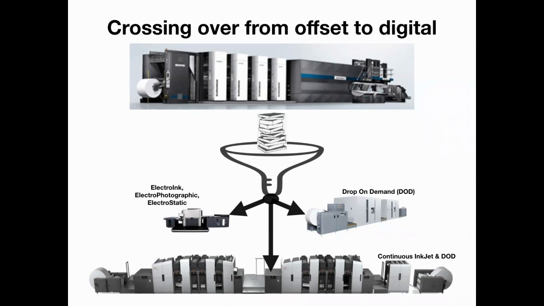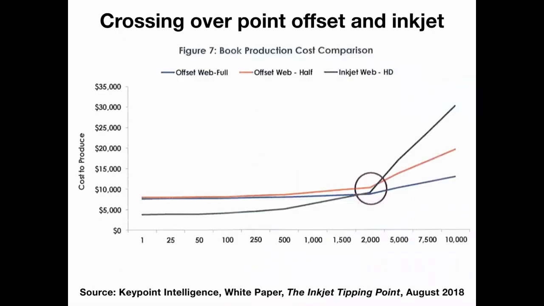I help you to show your press manufacturer the key insight about your press load and how this might transfer to digital. I love this graphic from Key Point Intelligence. It's instructive because it gives us a high-level analysis of the digital offset crossover point.